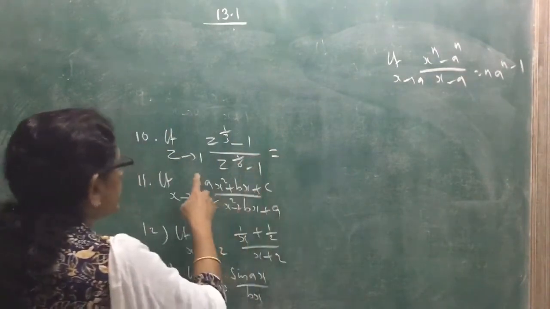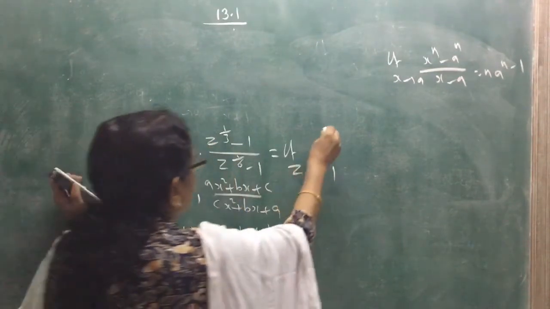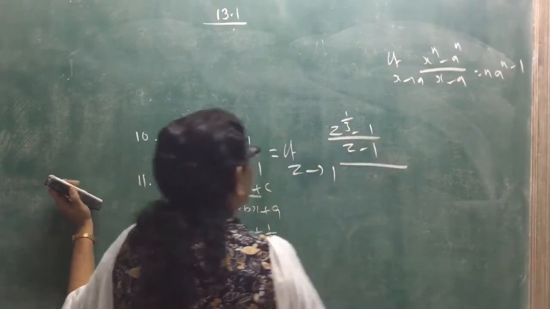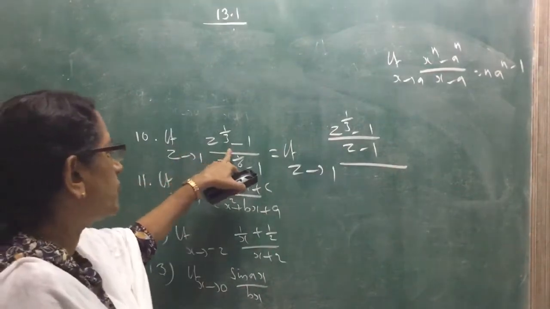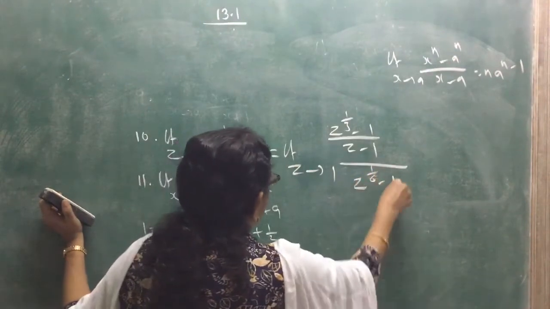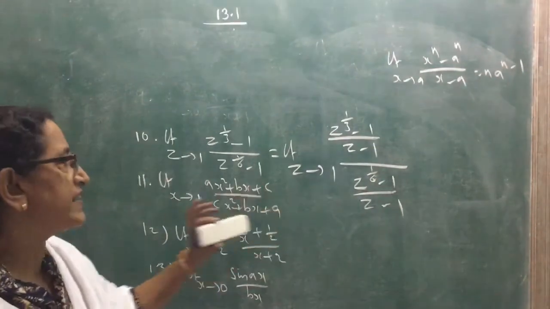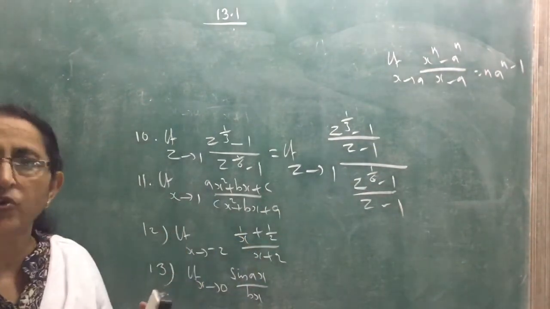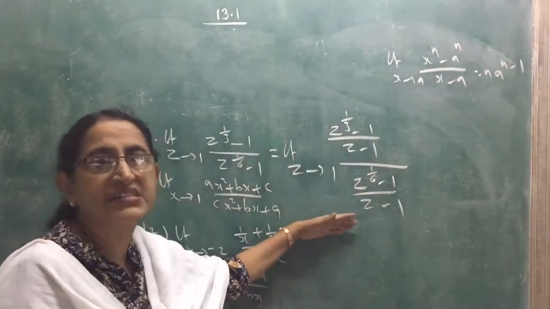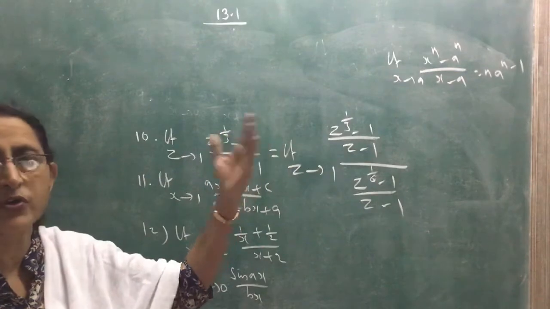So we can write this as limit z tends to 1. Here numerator and denominator are divided by z minus 1. So z raised to 1 by 3 minus 1 divided by z minus 1, divided by z raised to 1 by 6 minus 1 by z minus 1. So we have divided numerator and denominator by z minus 1. Now we can apply the limit separately for numerator and denominator by using the rules of limits: limit of f of x by g of x equals limit f of x divided by limit g of x.